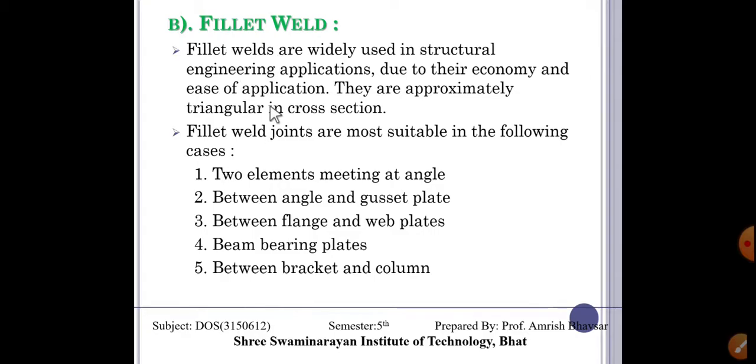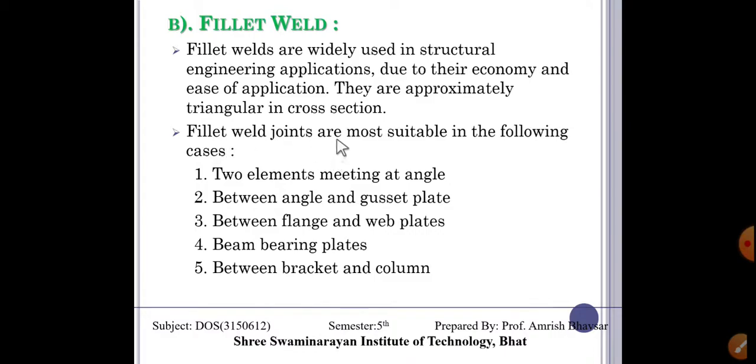Now fillet weld, this is the most important for us. If we are going to make a connection with the help of fillet weld, then fillet welds are widely used in structural engineering applications due to their economy and ease of application. It is very easy to connect two plates or members with the help of fillet weld. They are approximately triangular in cross section. As I discussed, if there is a particular angular form between two plates, then we can do this kind of fillet weld. So it must be triangular in cross section.